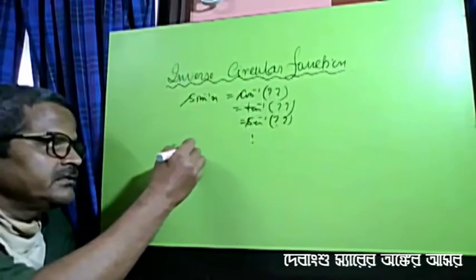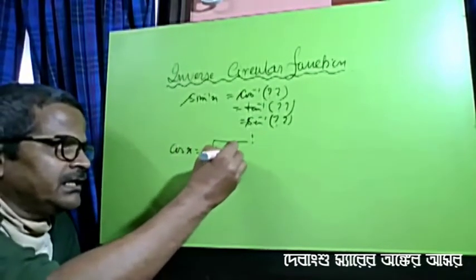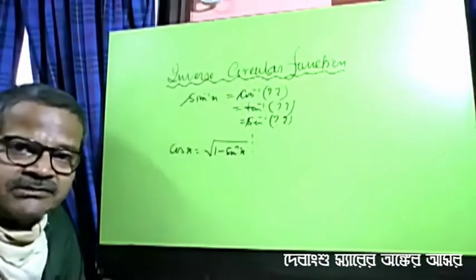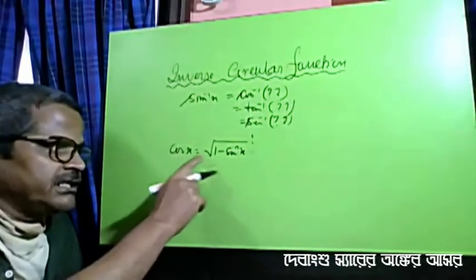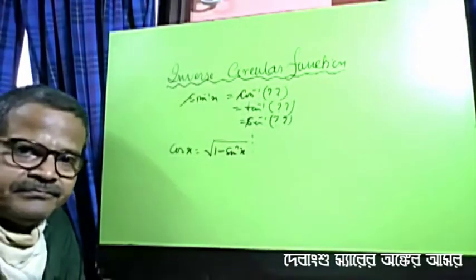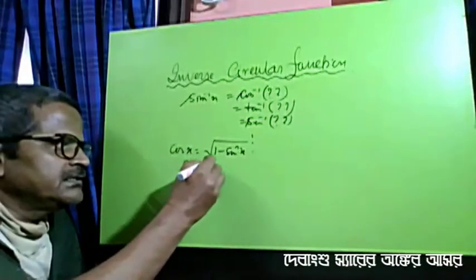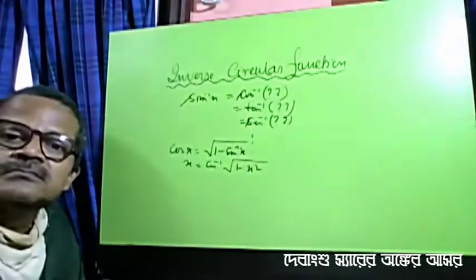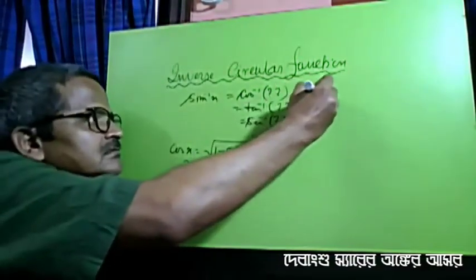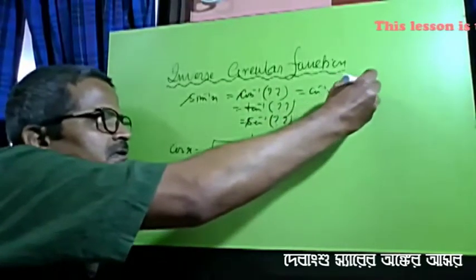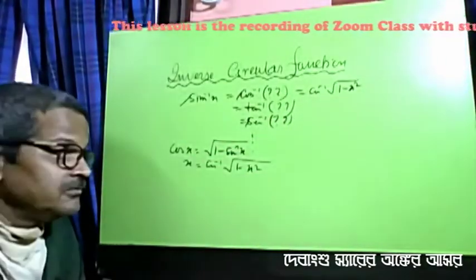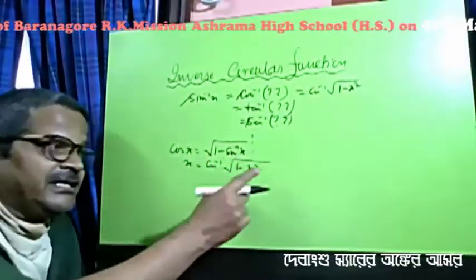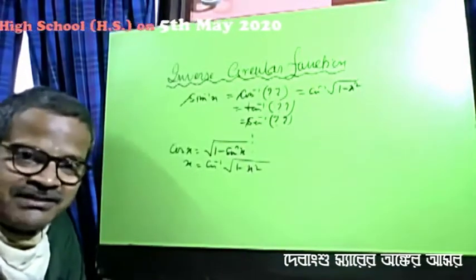What you learned? Cos x is root over 1 minus sin square x. You express cos x in terms of sin x. So x is cos inverse root over 1 minus x square. So the answer is cos inverse root over 1 minus x square. When we are replacing, we replace sin x by x. So sin square x becomes x square.